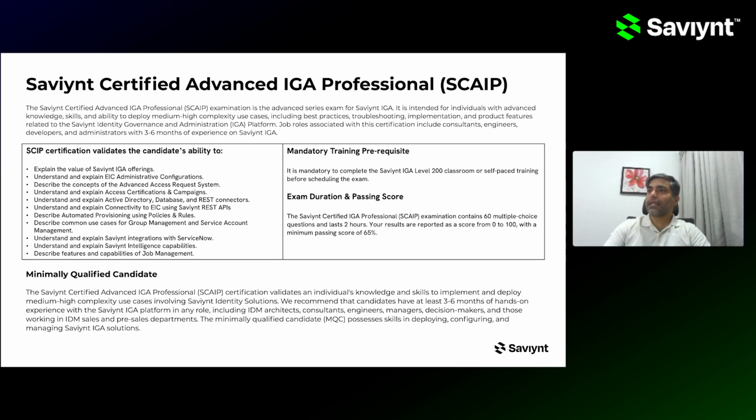All right. The next exam that we have available for our users is the Saviynt Certified Advanced IGA Professional, the SCAIP. This is the next level exam for the IGA platform. The one that we've discussed before is the SCIP, which is aligned with the level 100 training.